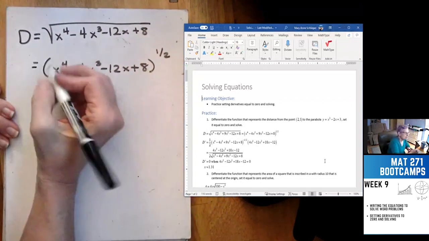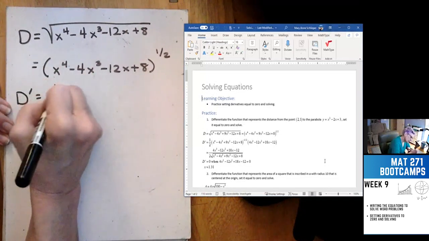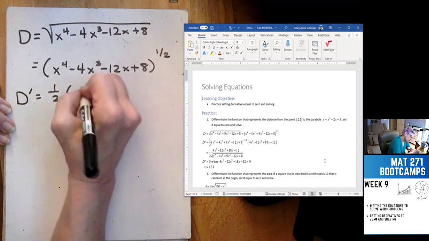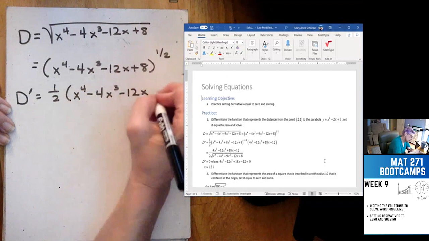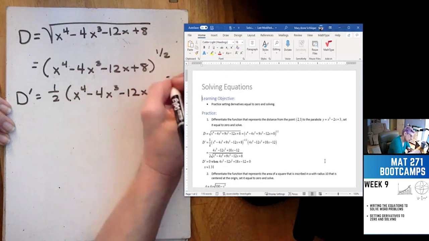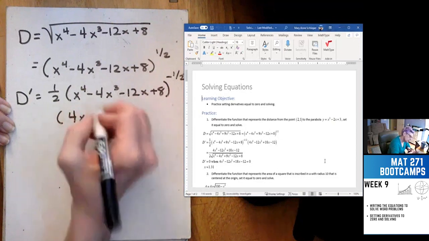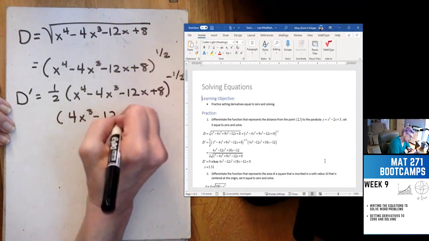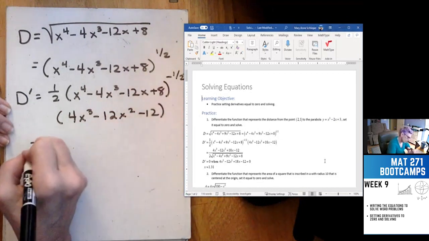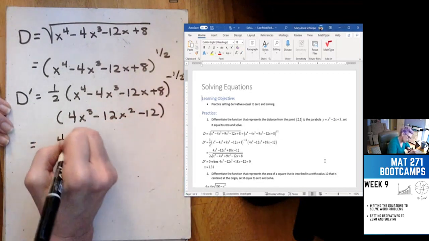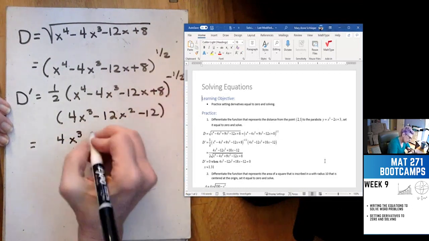And then when you take the derivative, 1/2 falls down, x to the 4th minus 4x cubed minus 12x plus 8. Inside function stays the same, multiply by the derivative of the inside function. And then I usually rewrite it, bringing that negative exponent to the bottom.